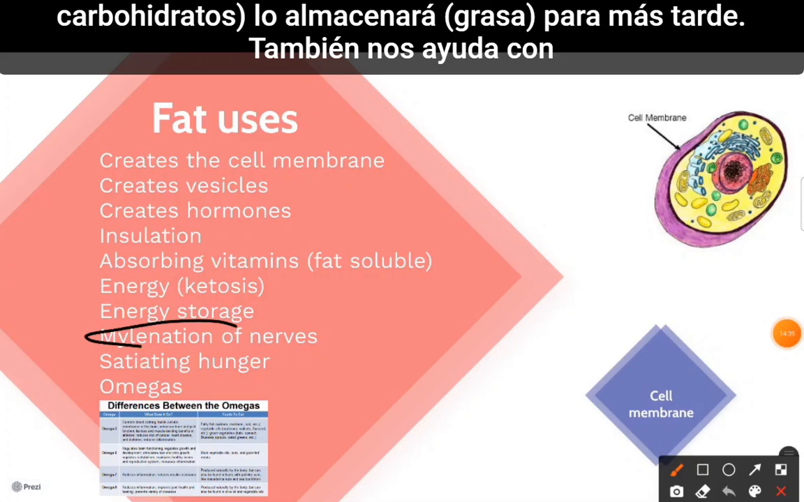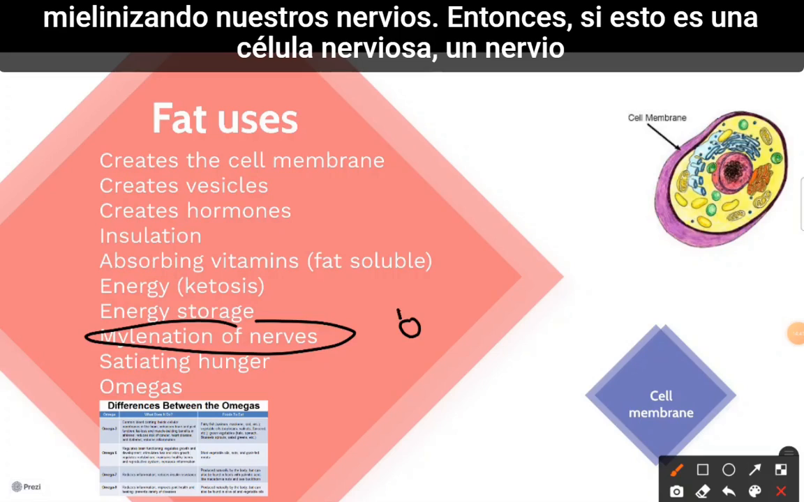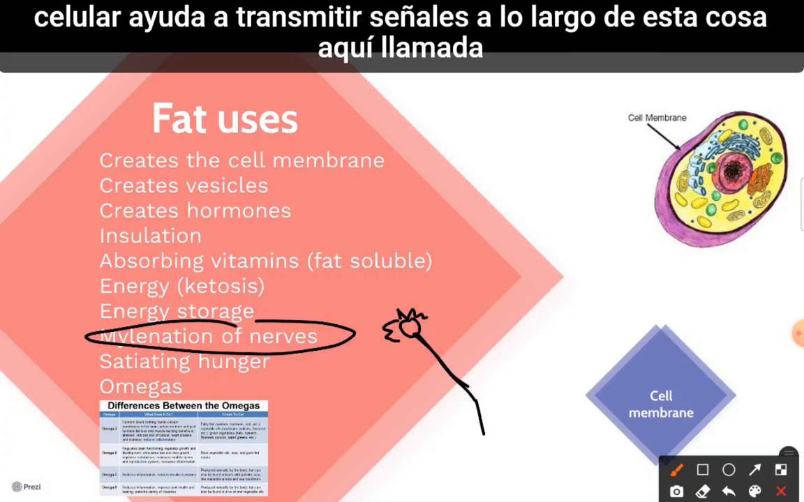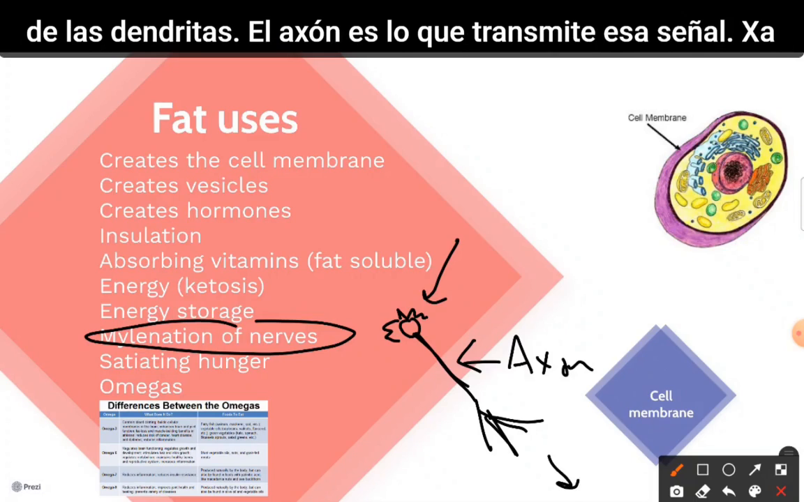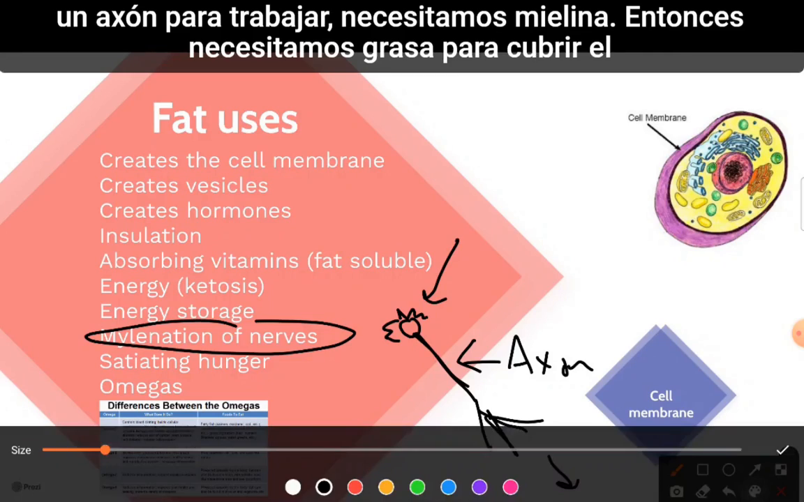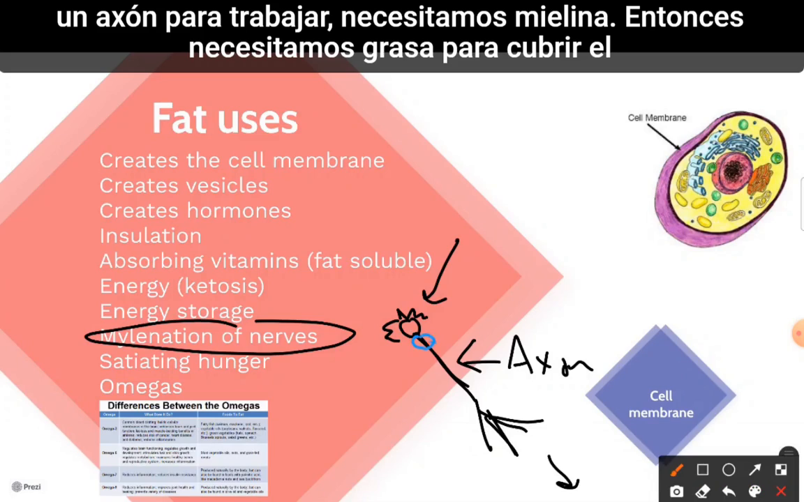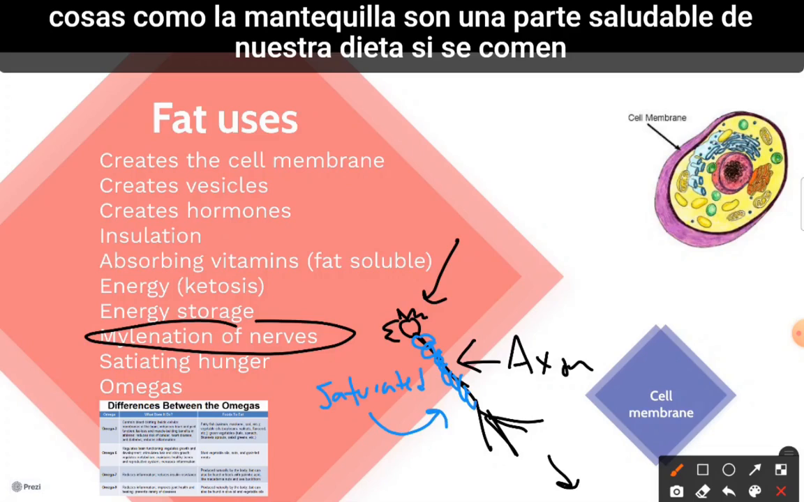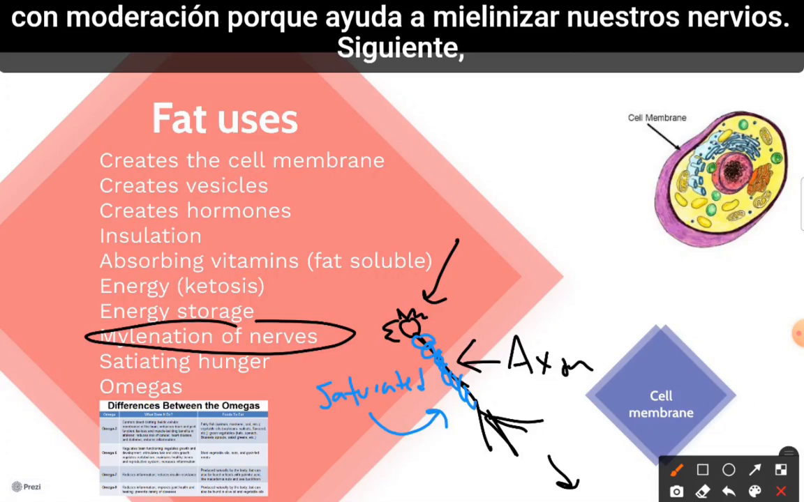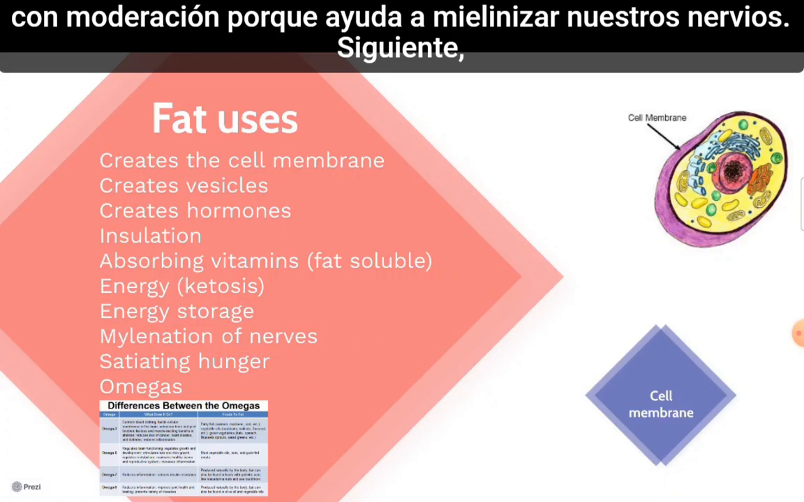It also helps us with myelinating our nerves. So if this is a nerve cell, it helps to transmit signals along this thing here called an axon. So a signal comes into the cell body and goes out of the dendrites. The axon is what carries that signal. For an axon to work, we need myelin, so we need fat to coat the axon. This fat comes from saturated fat, and so even butter, things like butter, are a healthy part of our diet if eaten in moderation because it helps to myelinate our nerves.